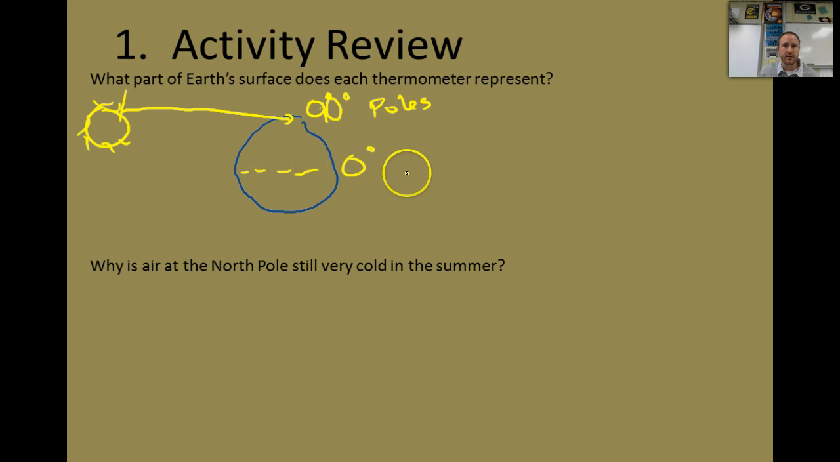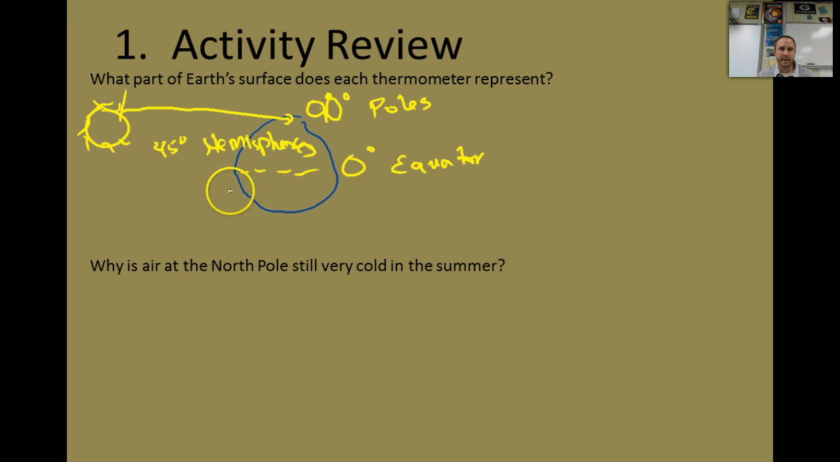The 0 degrees was the equator, and the 45 degrees is the hemispheres. That's what that represented. And then why is air at the North Pole very cold in the summertime?